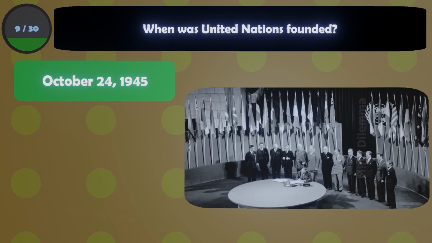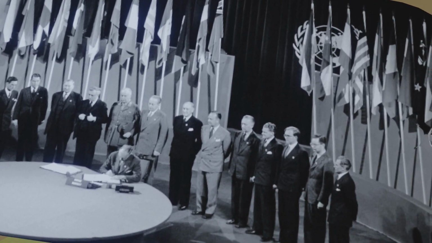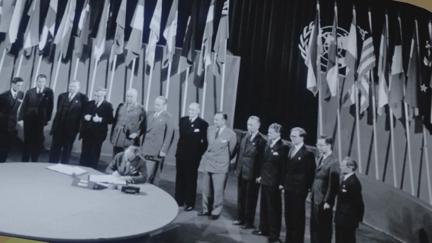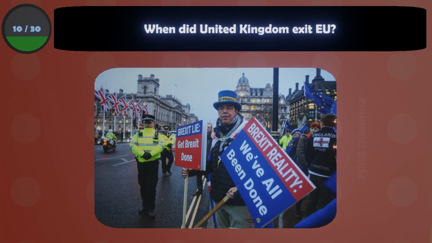The United Nations was founded on October 24, 1945, shortly after the end of World War II. When did the United Kingdom exit the EU?